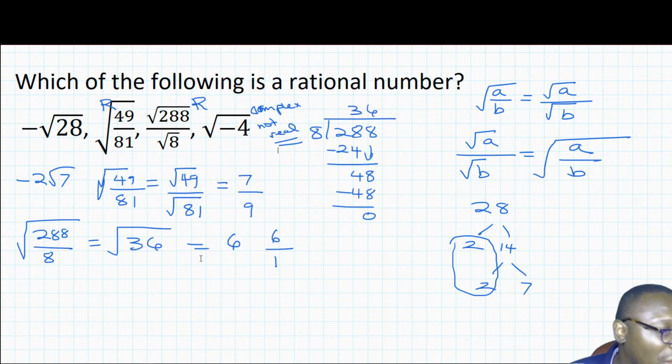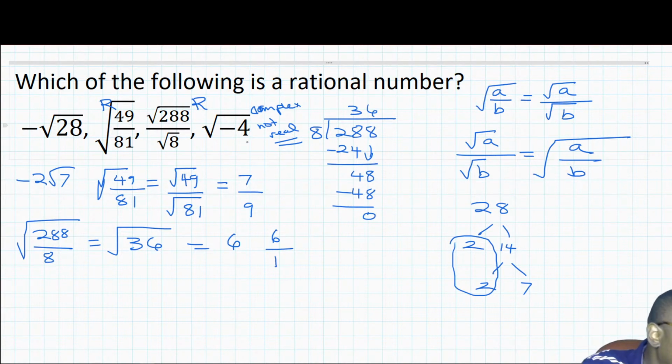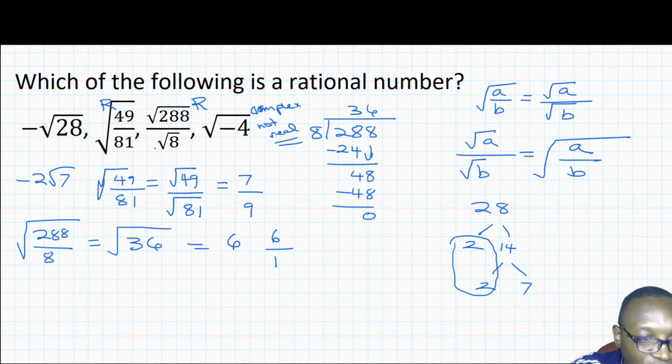So that is why your answers are going to be the square root of 49 over 81 and the square root of 288 divided by the square root of 8. So those are going to be your rational numbers here. Now let's go do one more example.